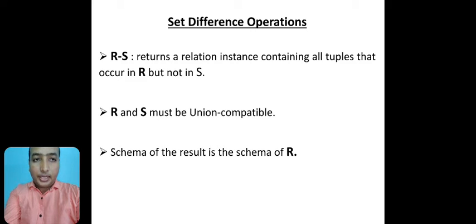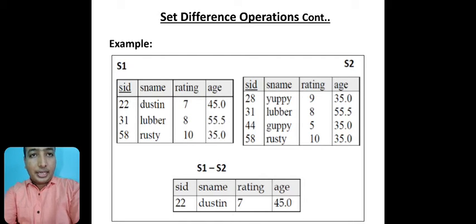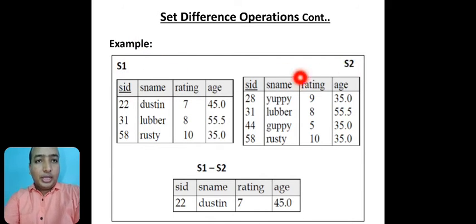Union compatibility. Okay, so the schema of the result is the schema of your R. Now let us consider your set difference operation with an example. Now you can see there you have two sets, isn't it? The first set is called your S1 and the second set is called your S2.